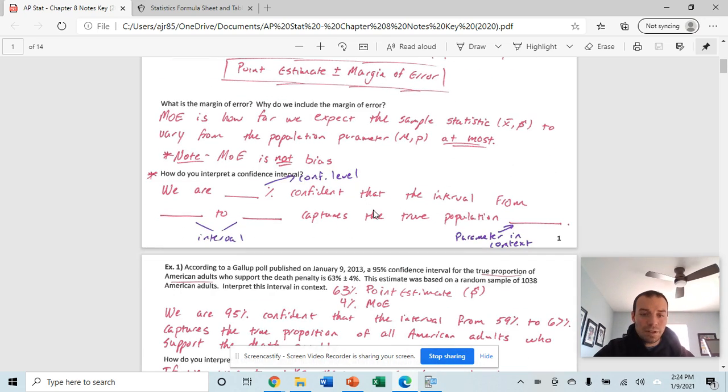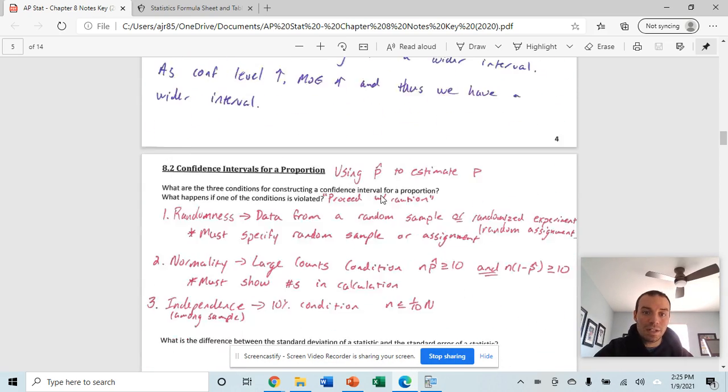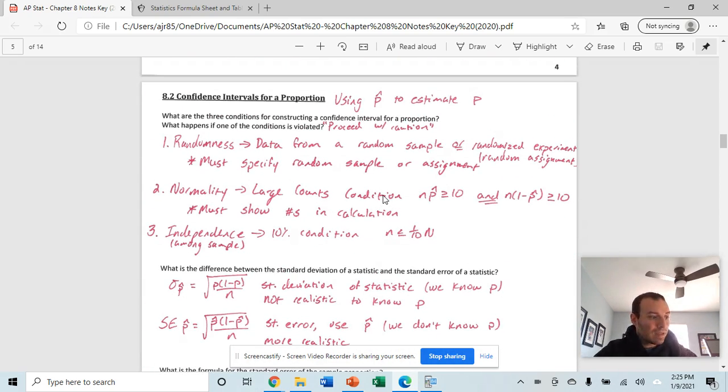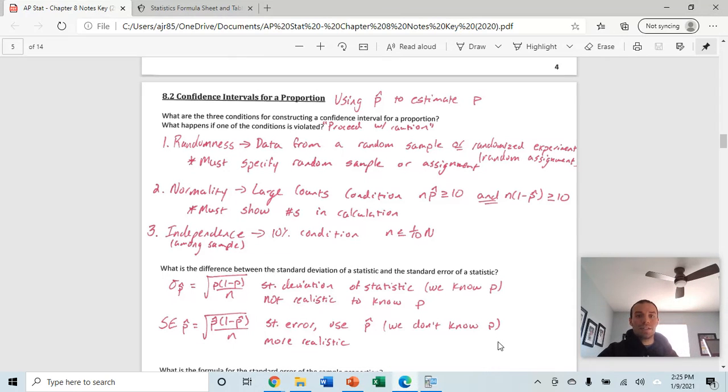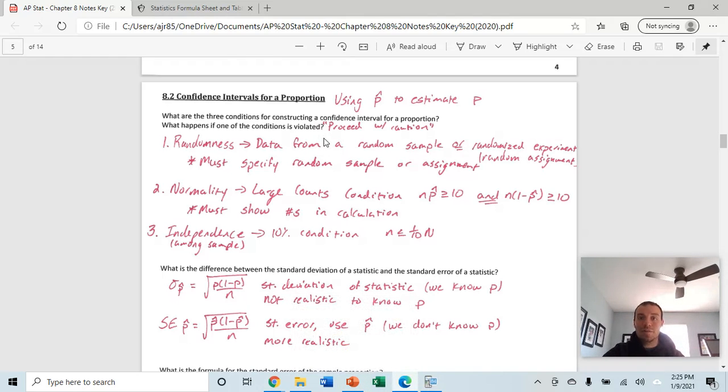All right, guys, we're going to continue with confidence intervals, and we're going to look at creating confidence intervals for proportions. So now we're really getting into the heart of inferential statistics and how we actually go about creating these confidence intervals. So, first, what are the three conditions for constructing a confidence interval for a proportion? And what happens if one of those conditions is violated?